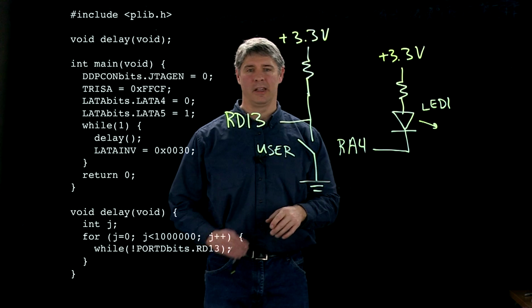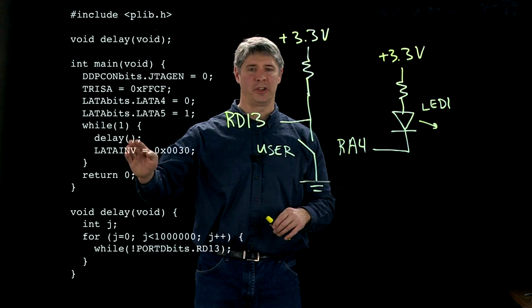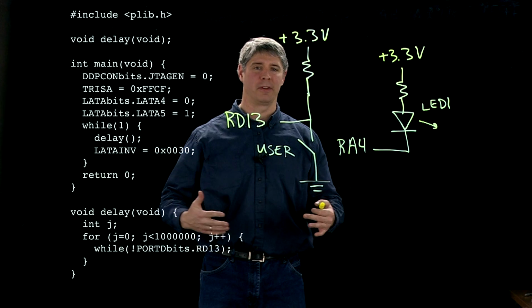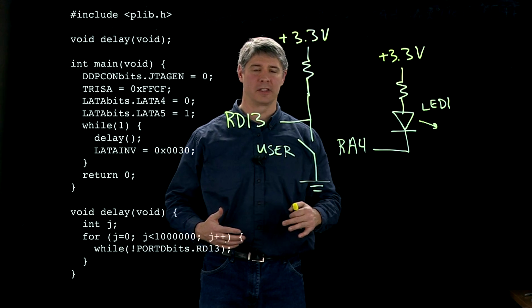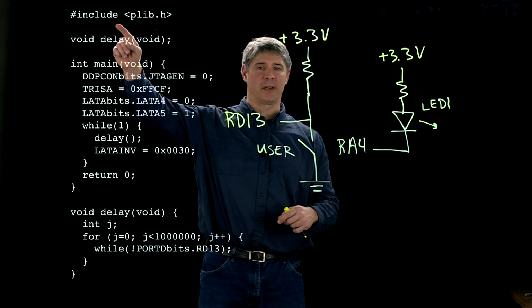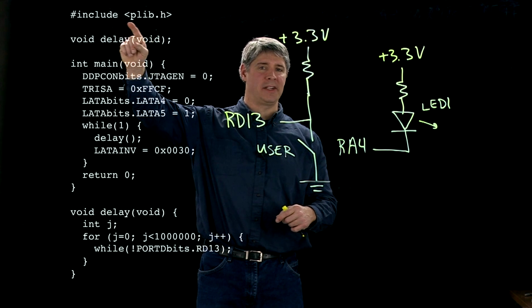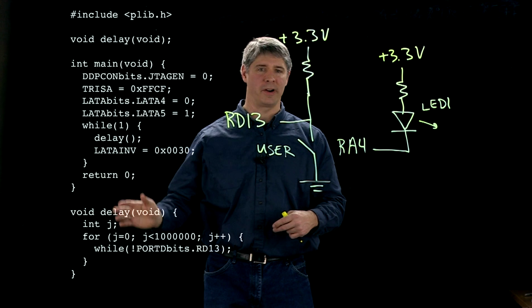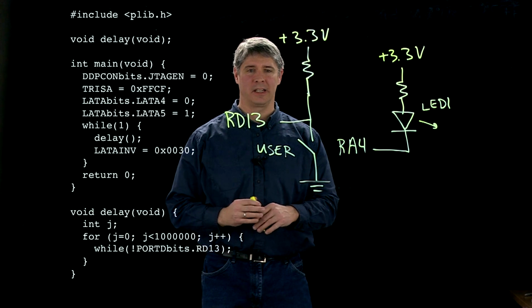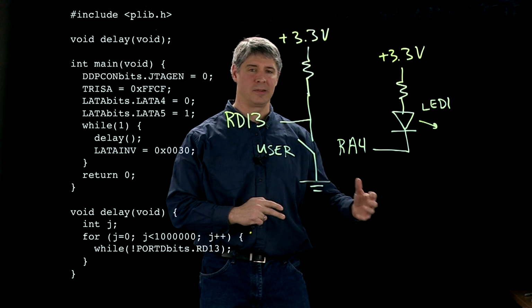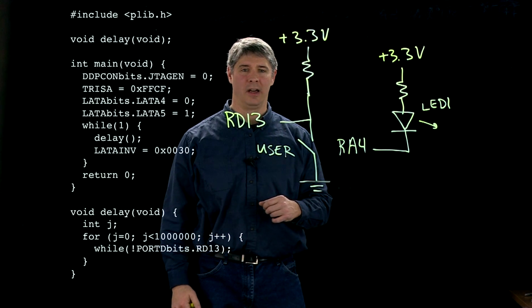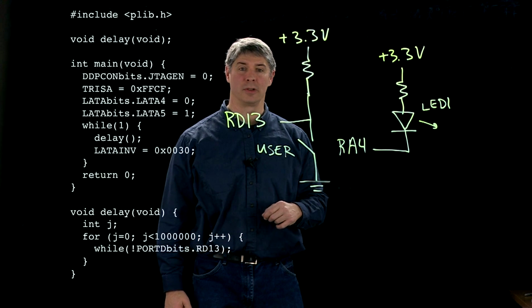What we haven't seen yet, though, is why we were allowed to start using these variables like tris_a and lat_a bits when we never had them defined or declared anywhere in this program. The answer is because we included plib.h up here. That includes declarations of these variables and actually gives us access to the addresses where they live, the virtual memory addresses where they live on the PIC32. And this is something that we'll look at next.